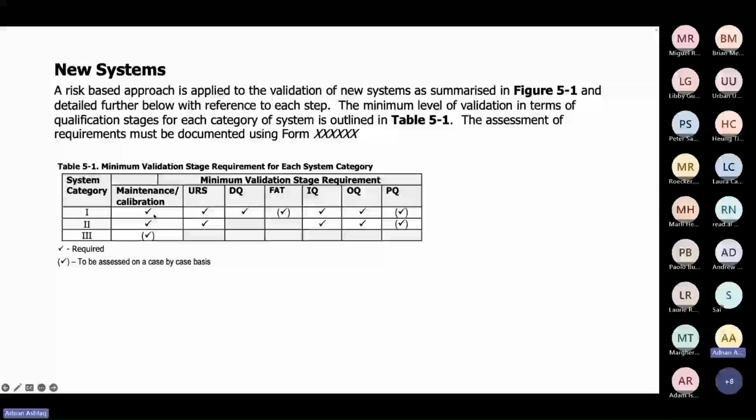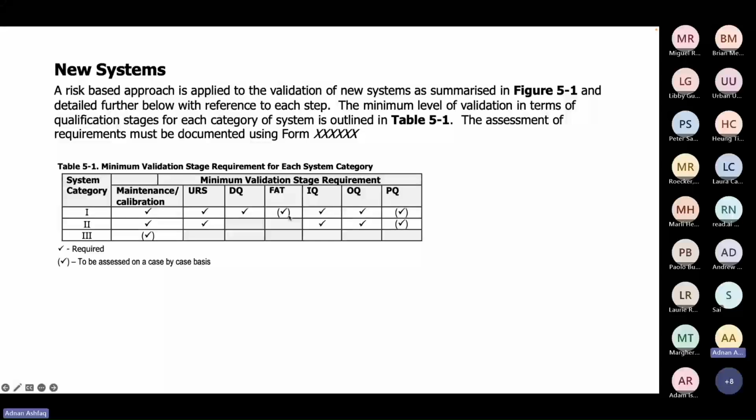then that basically means that you've got a higher risk equipment and you've got to do the full suite of documentation, which would be checking to ensure that there's maintenance calibration, that you've done a URS. You would also do design qualification. I know we didn't really talk about design qualification, but this is the same as the functional specification, which the manufacturers of the equipment would supply you with.